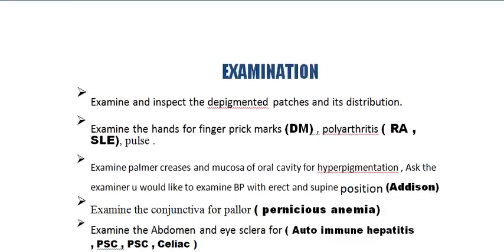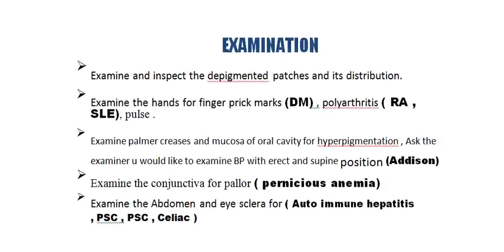Examination: focused examination for a case of vitiligo. In vitiligo, we have first to see the vitiligo rash or the skin rash of the patient. You take permission of the patient to examine him, and then inspect for the depigmented patches and their distribution all over the body. Then you have to examine for other associated autoimmune diseases. We'll start with the hand examination. Why? For finger prick marks of diabetes mellitus, for signs of polyarthropathy of rheumatoid and SLE, the pulse, of course, for hypo or hyperthyroidism, tachycardia.